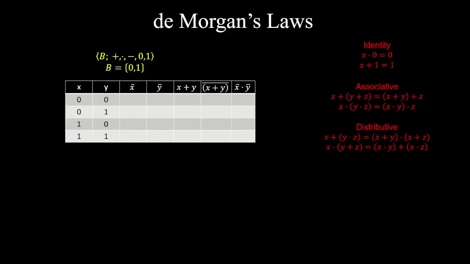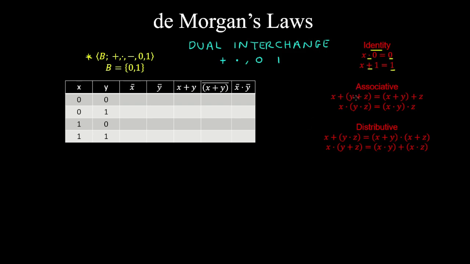Every Boolean expression and equation has a dual, obtained by interchange. So basically, the OR operation is interchanged with AND, and 0 is interchanged with 1. So if we consider our Boolean algebra here, and the identity property, we see that these properties are duals of each other by interchanging AND with OR and 0 with 1.